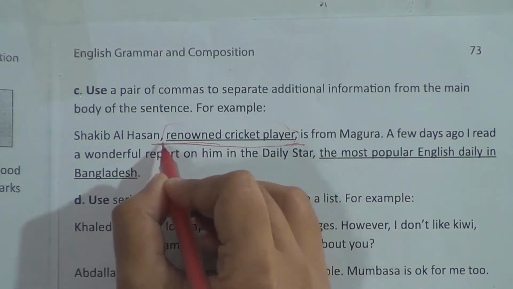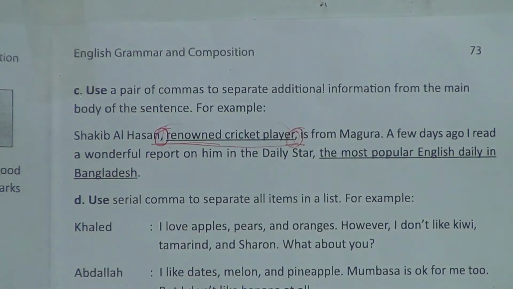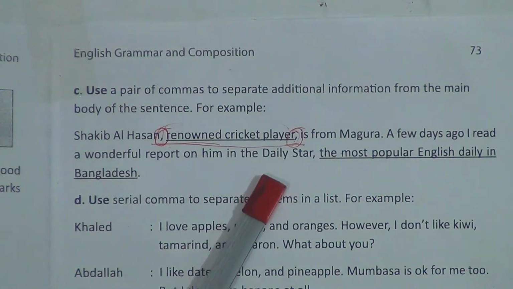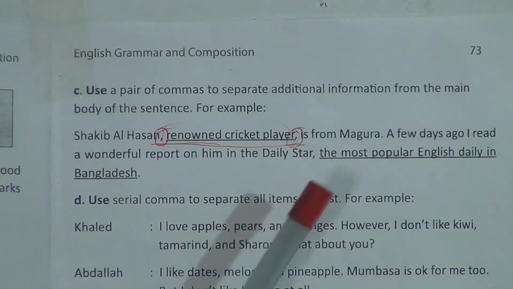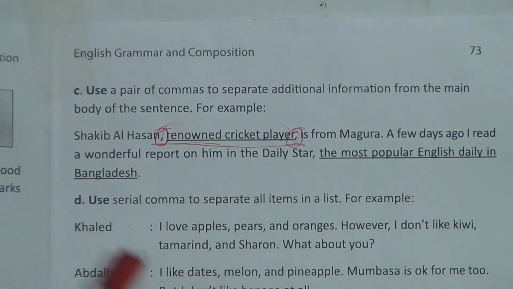Now look, there are two commas. So we will use a pair of commas. That means, now look, a pair of commas, 1, 2. There is a pair of commas, and we will add some information about Shakib Al Hasan.